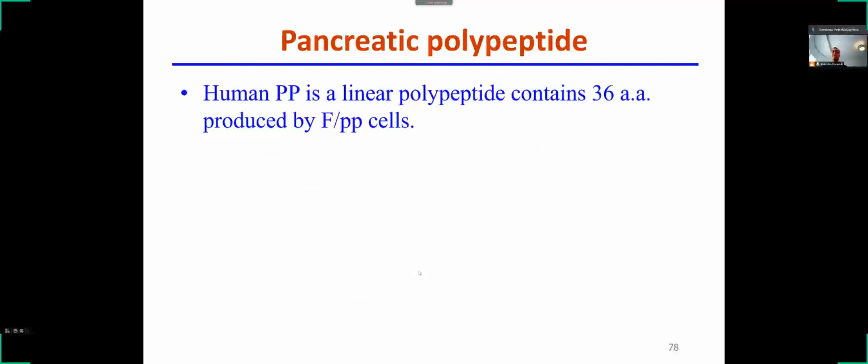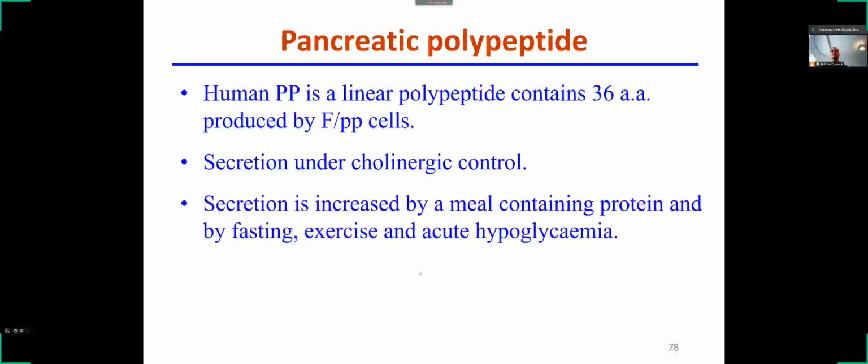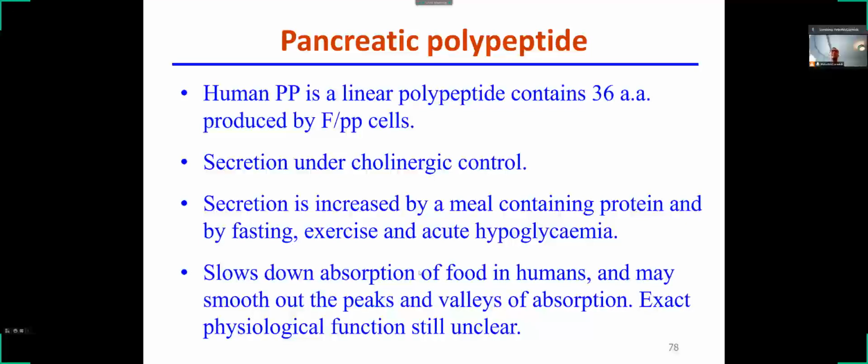We also discussed briefly pancreatic polypeptide. Human PP is a linear polypeptide containing about 36 amino acids. It is produced by these F cells. Its secretion is under cholinergic control and is increased by a meal containing protein and by fasting, exercise, and acute hypoglycemia. Pancreatic polypeptide slows down absorption of food in humans and may smooth out the peaks and valleys of absorption. The exact physiological function is still to be determined and it is of interest to understand.